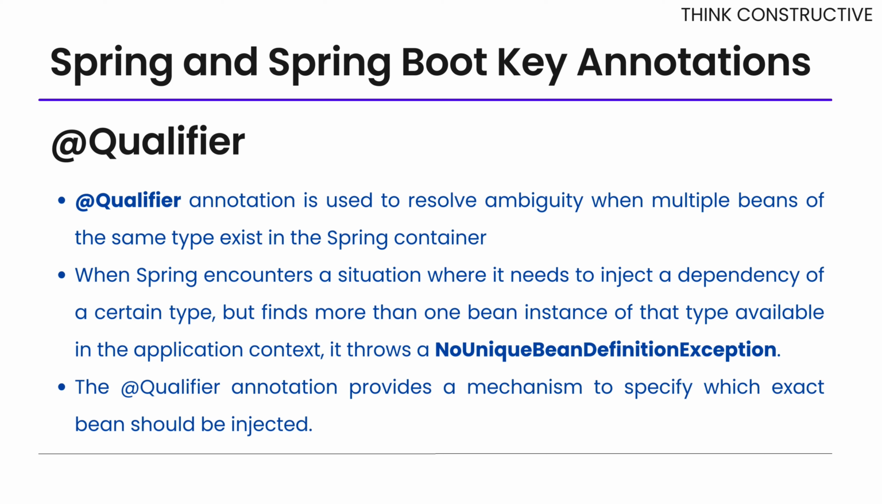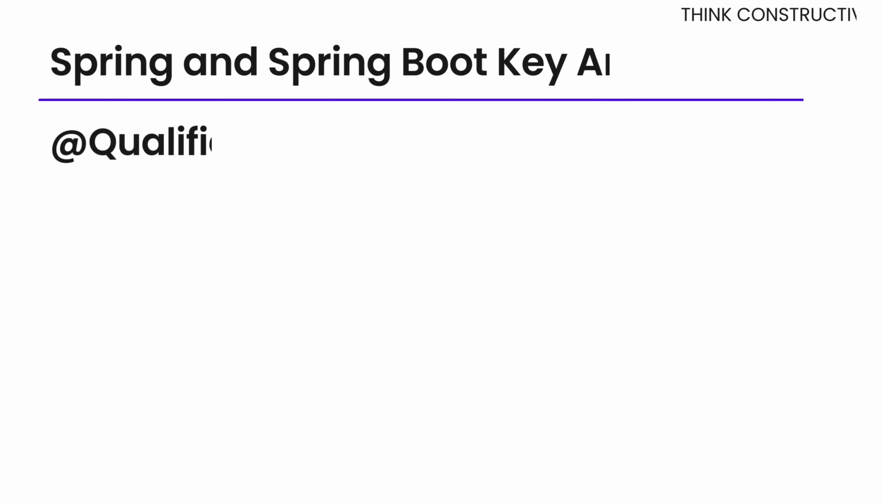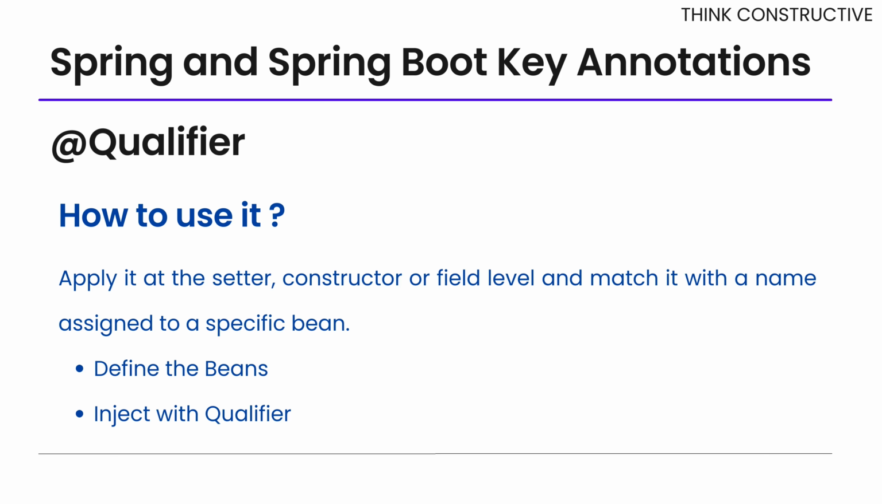In such a confusing situation, the qualifier annotation plays an essential role. This annotation provides a mechanism to mention exactly which bean should be injected. So that's the role of the qualifier annotation. Now let us understand how to use it.